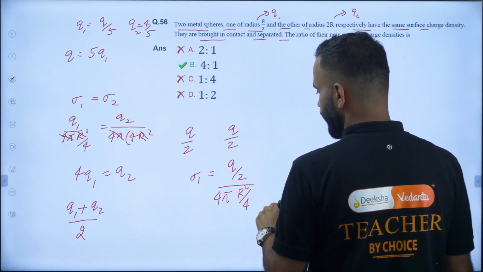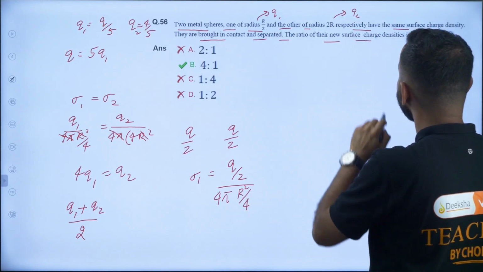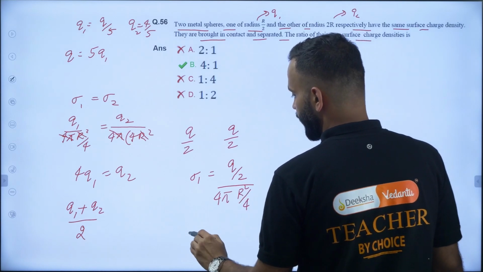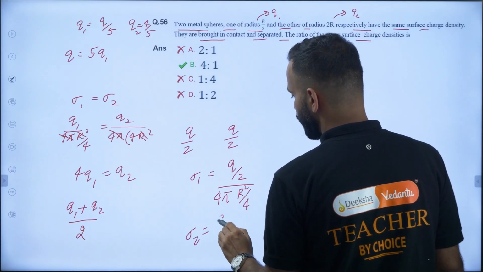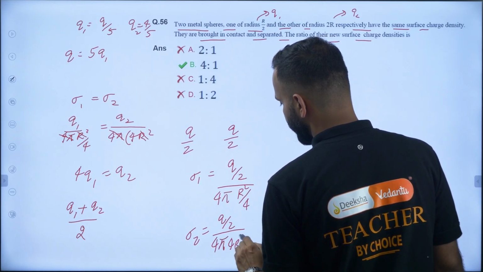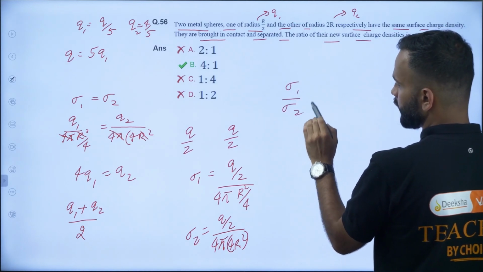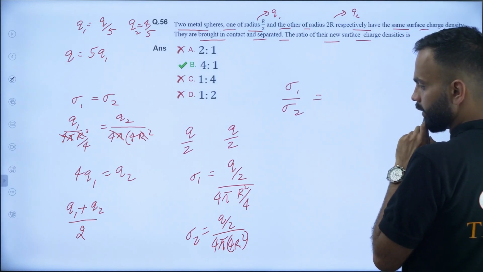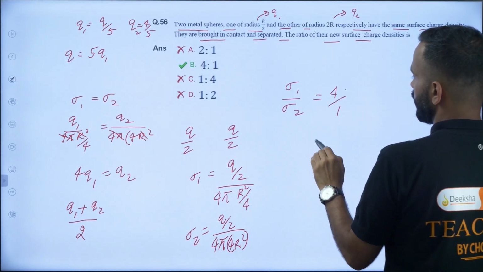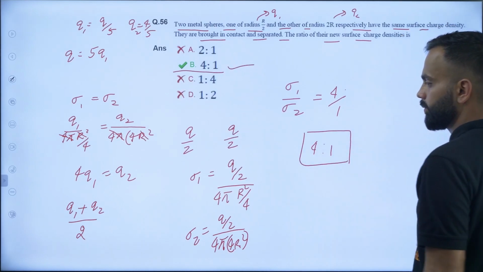Now the ratio of the new surface charge density. Okay, let's find sigma 1. Then sigma 2 is equal to Q by 2 divided by 4 pi 4r square. So now divide sigma 1 by sigma 2. Then you will get a 4 to 1 ratio. The correct option is B.